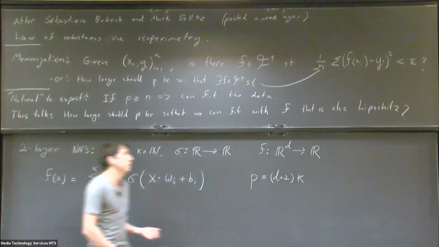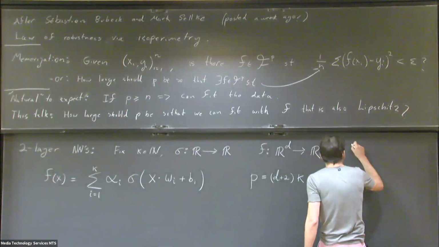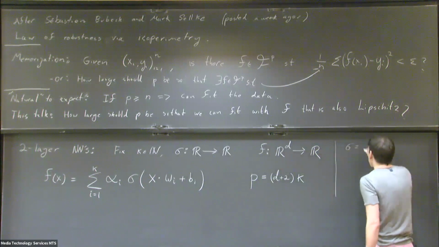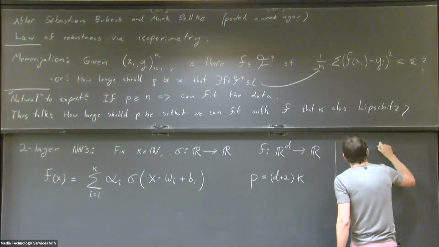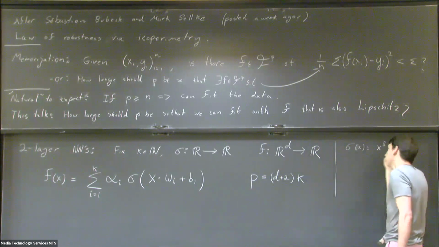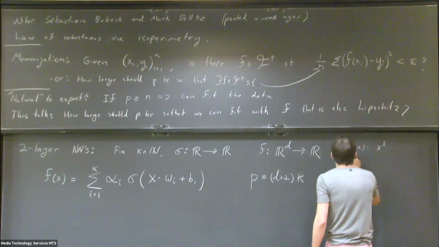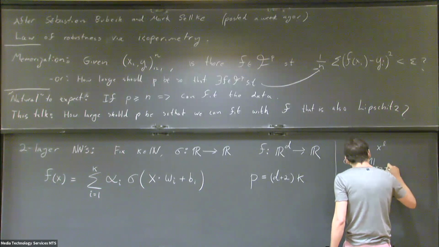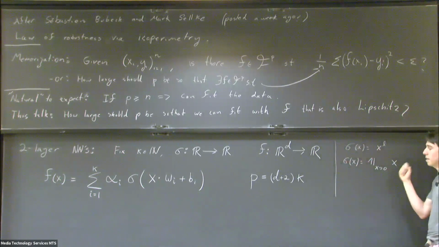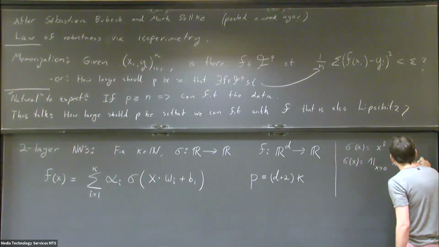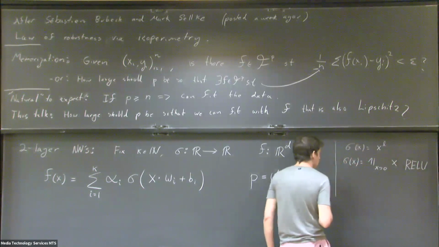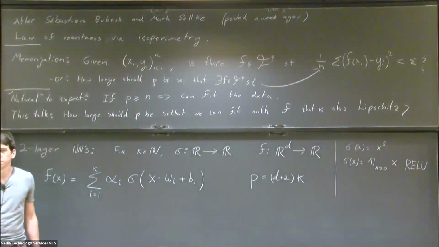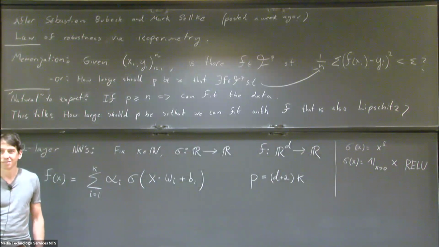Natural choices of sigma that people usually care about, and we'll just briefly mention, are: sigma of x is x to some power l, just some monomial. Sigma of x is x times the indicator that x is positive. This is called the rectified linear unit. The sigma you would like to put there is the threshold function at 0.